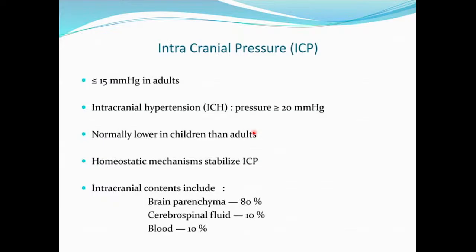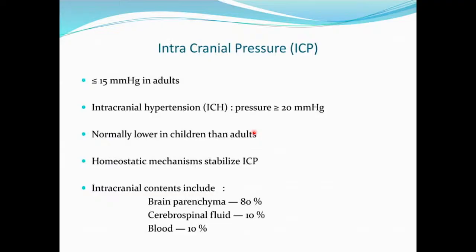And what is the intracranial pressure? The pressure inside the cranial cavity is intracranial pressure. In a young adult in supine position, it is less than 15 mmHg, but it depends on the position and different phases of respiration and different phases of the cardiac cycle also. So, in supine position, it is usually less than 15. More than 20 is alarming.